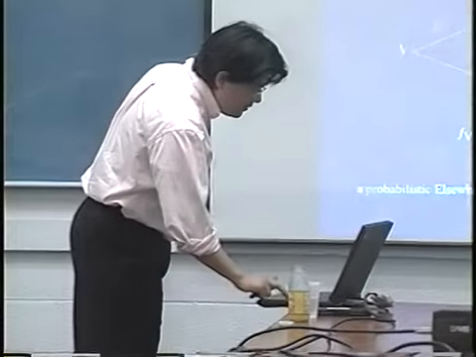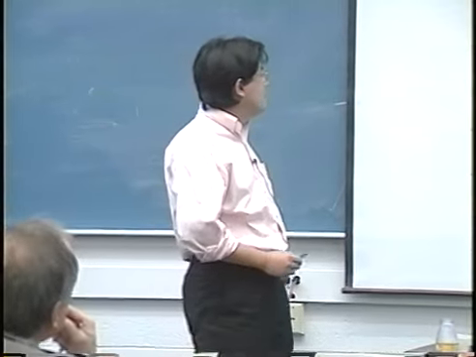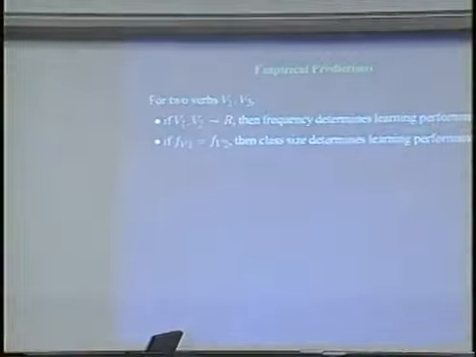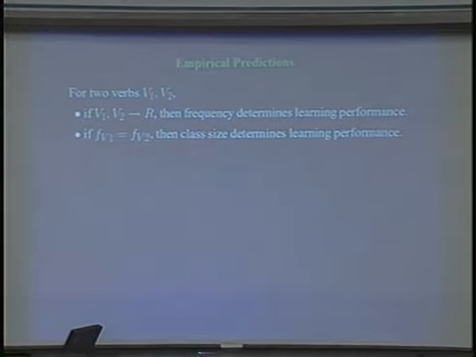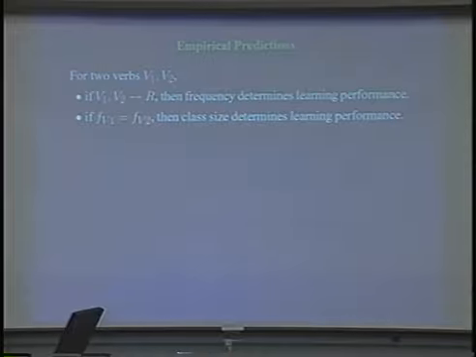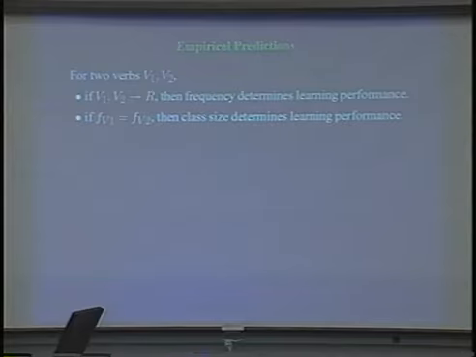Yeah. This leads to two very straightforward predictions. If you have two verbs in the same class, then the frequency will determine learning performance because they share the same second factor. Whereas if two rules are of comparable frequency but they are in different classes, then the size of the class will determine how well the verbs are used. Is this clear? All right.